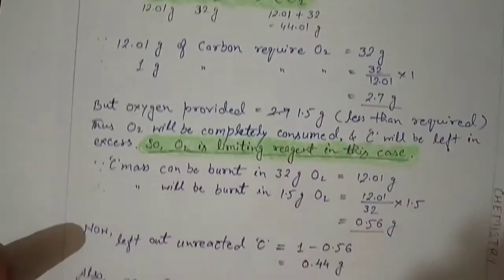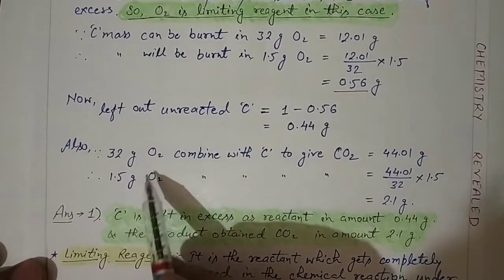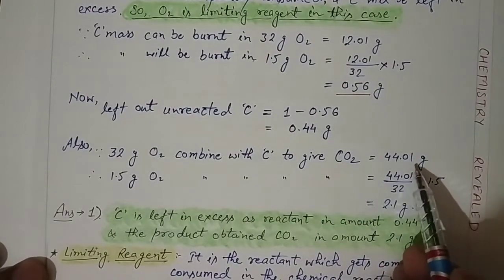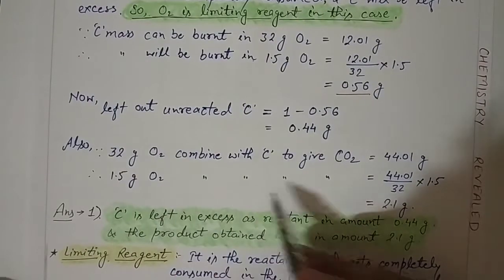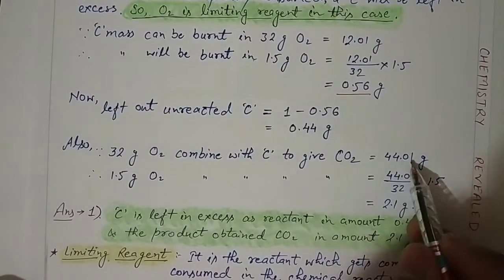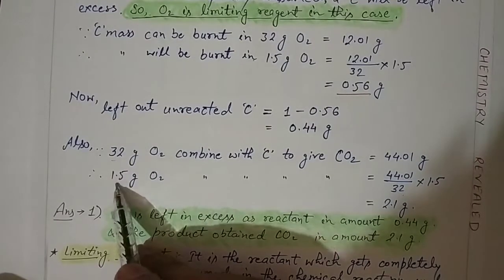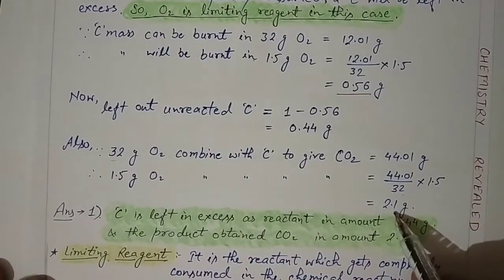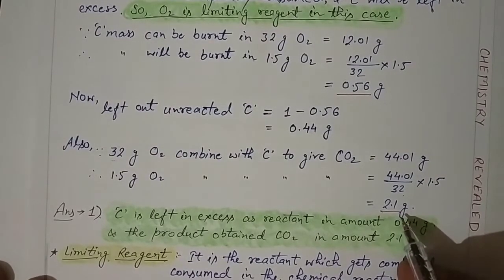Okay, so now 32 gram of oxygen produces 44.01 gram. So we have only 1.5 gram oxygen, so it will produce carbon dioxide equal to 44.01, this 32 value will come in division, and the 1.5 which we have will come in multiplication. When you solve it, you will get the value equal to 2.1 gram. Means this much carbon dioxide will be produced.